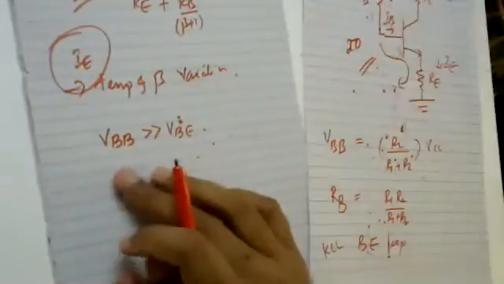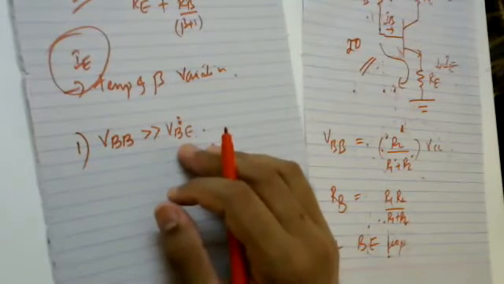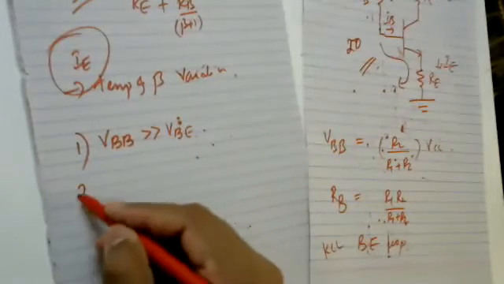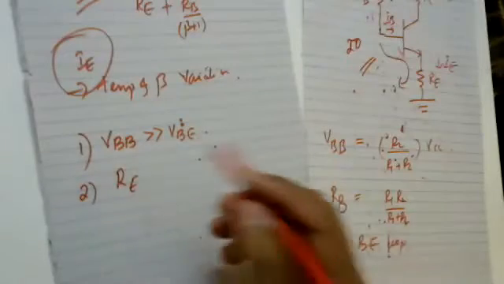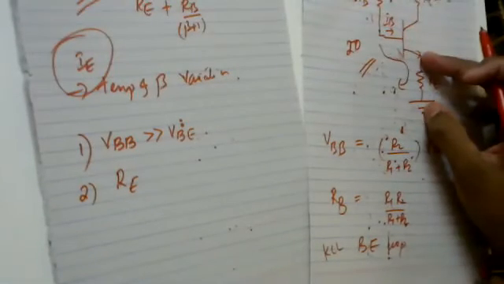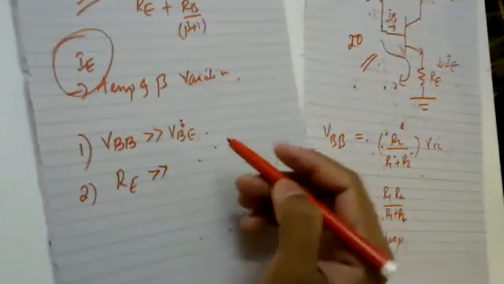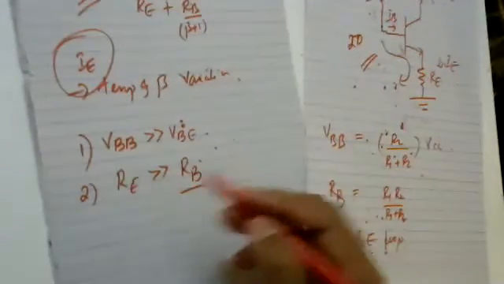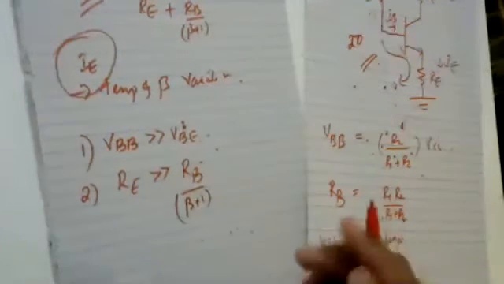So it means you have to set your VBB much greater than that of VBE. First thing. A second thing, you have to maintain your RE resistance, your emitter resistance, such that this should be much less than that of your RB divided by beta plus 1.